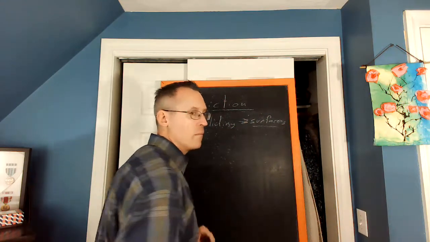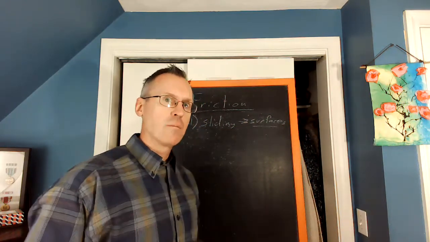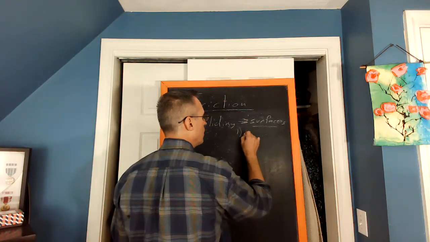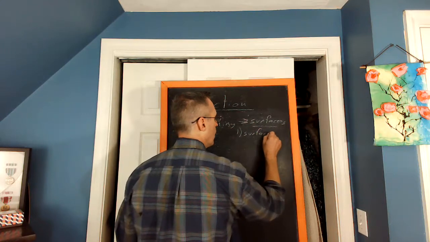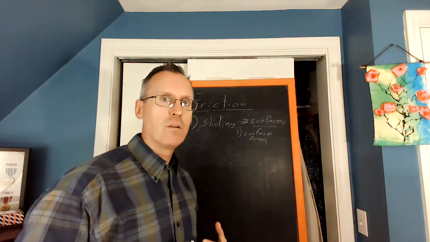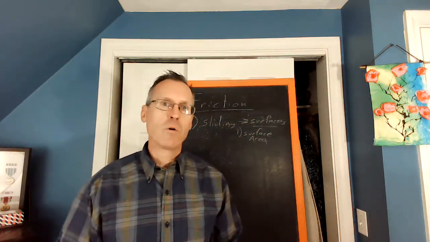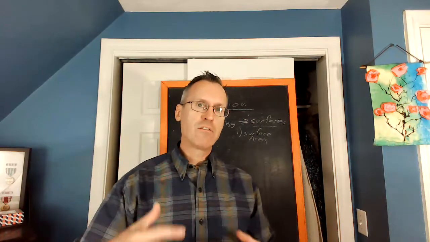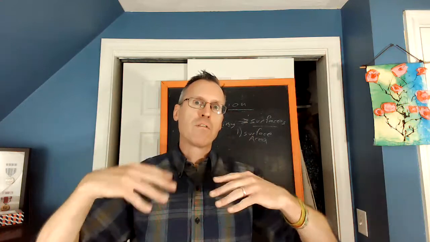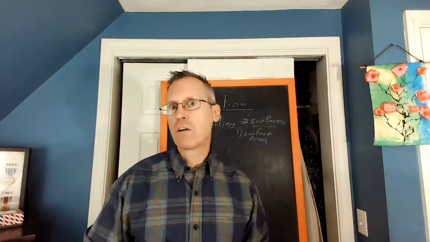Sliding friction is affected by several factors. One is surface area. The more surface area you have between two surfaces, the more friction you're going to get, because friction is a contact force. The more of those little bumps between each surface that you can lock up, the more friction you're going to get. So the more surface area you have between two objects, the more friction you're going to get.